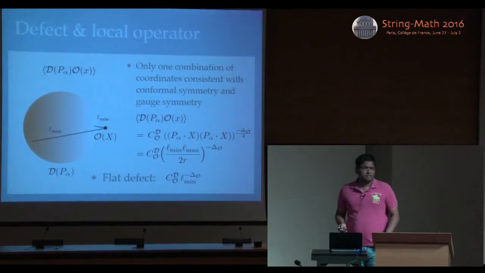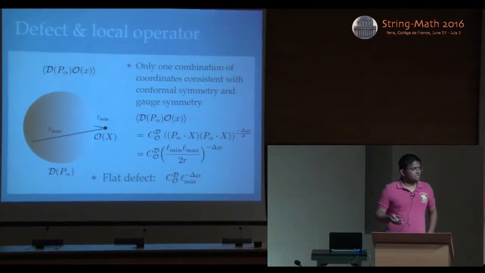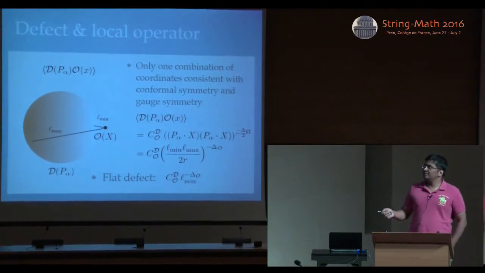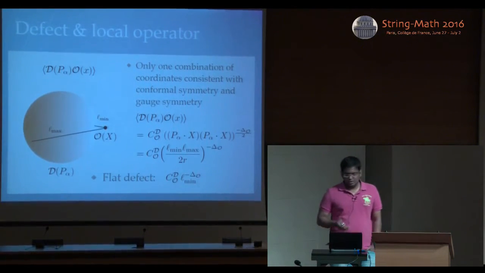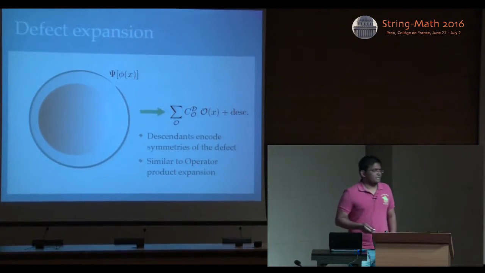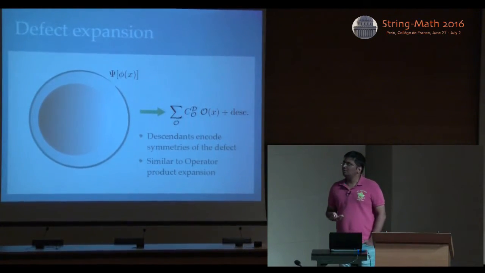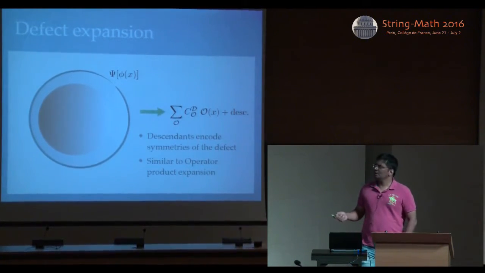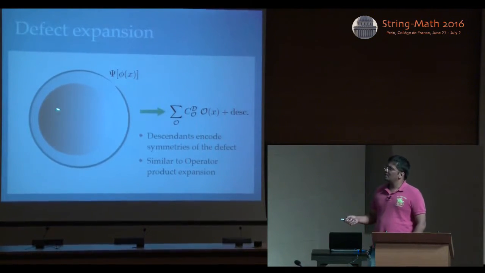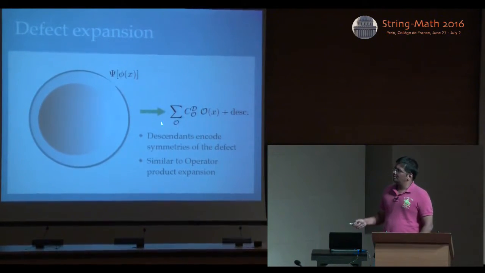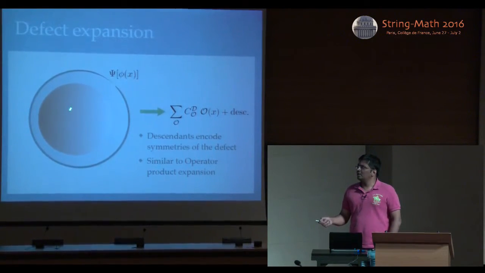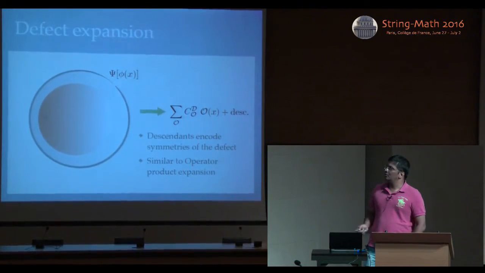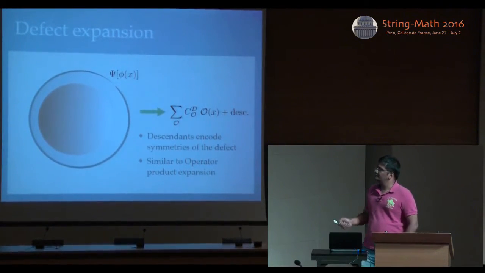Now, the fact that conformal symmetry completely fixes the correlation function of a defect and a local operator up to a constant gives rise to a notion, what you could call the defect expansion, which is very similar to the operator product expansion. So the idea is to surround a defect by a spatial slice and study the state on it and contract it to a point and expand that into local operators. So this is what I call the defect expansion.